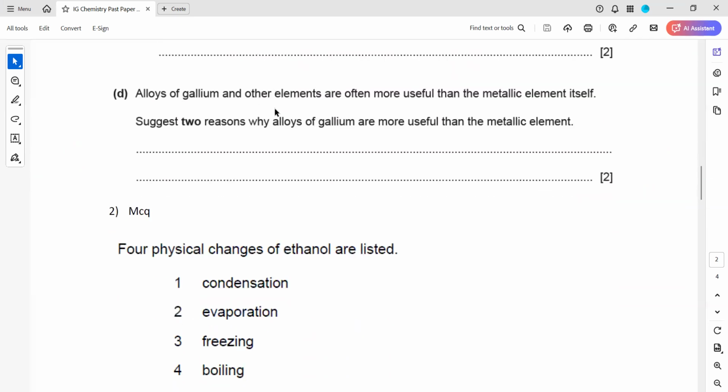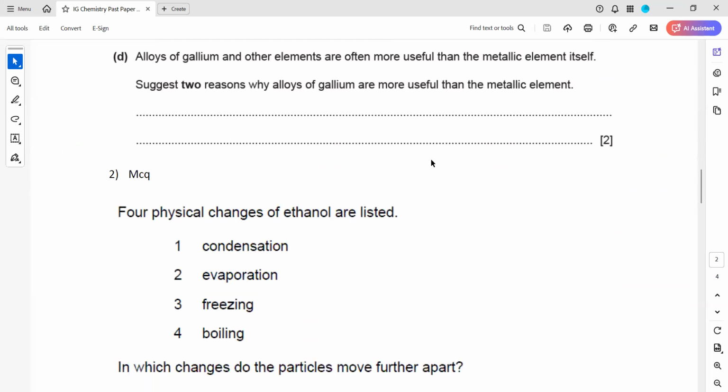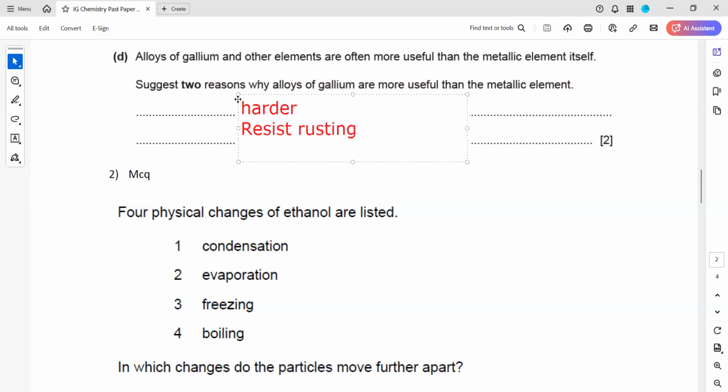Alloys of gallium and other elements are often more useful than the metallic element itself. Suggest 2 reasons why alloys of gallium are more useful than the metallic element. Why are alloys more useful than an element? Why do we prefer a mixture of metals rather than a pure metal? More corrosion resistant, harder, and better strength. Resist corrosion. Resist reaction or oxidation, you can say.